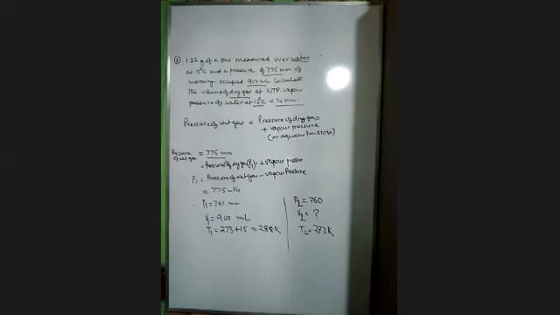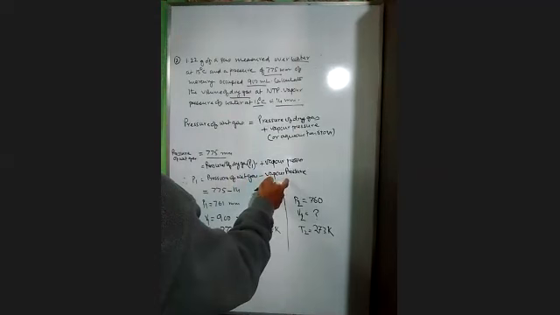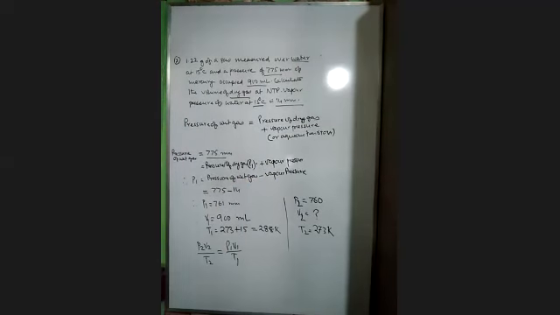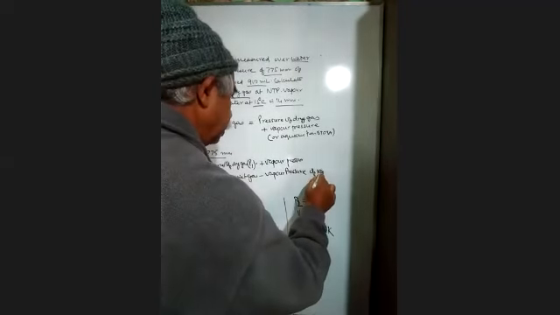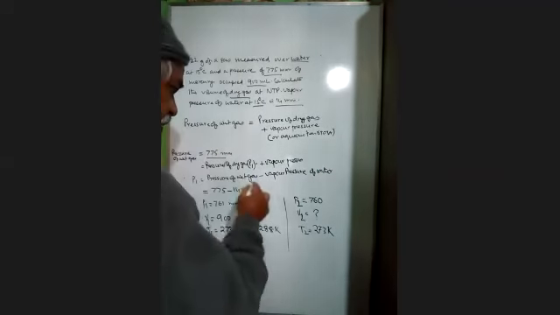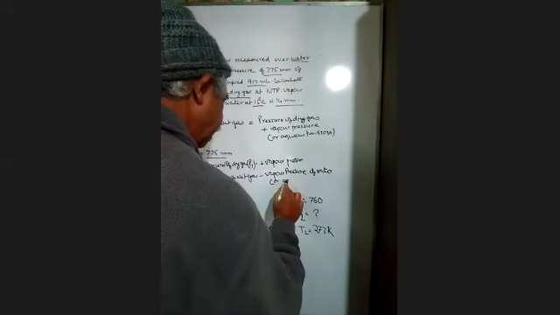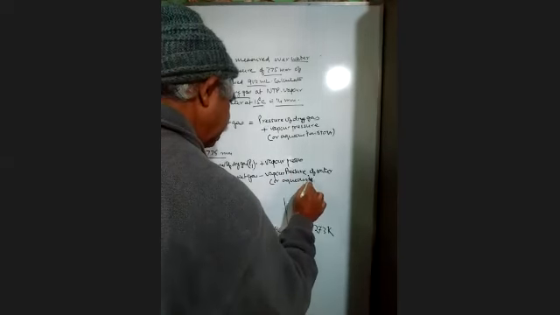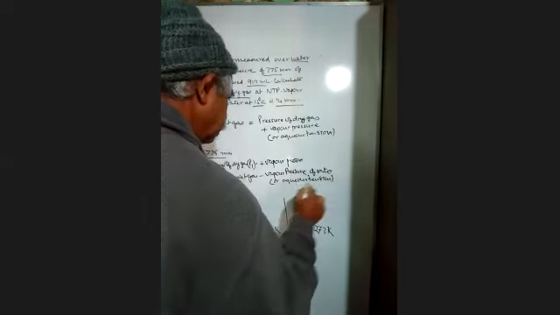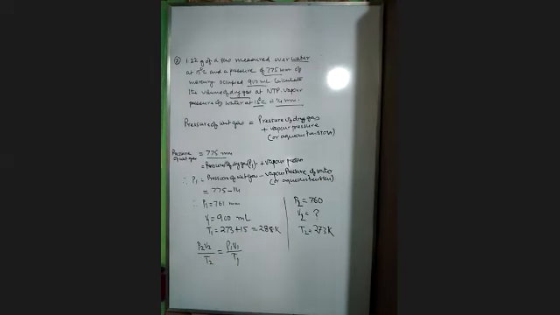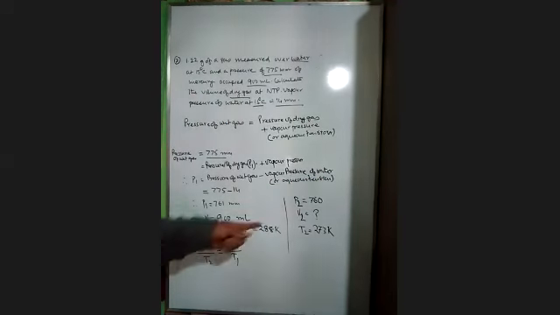Now you write that P2 V2 by T2 is equal to P1 V1 by T1. Please remember why I did all this: just to make you understand about the vapor pressure of water, which is also known as aqueous tension. So you have to find V2 now.